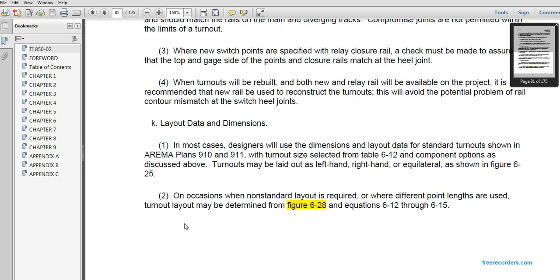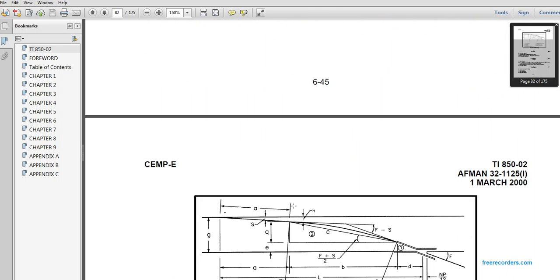Turnouts may be laid left hand, right hand, or equilateral, as shown in Figure 625. On occasion, non-standard layouts are required with a different point length. The turnout layout may be determined using Figure 628 and Equations 612 through 615.